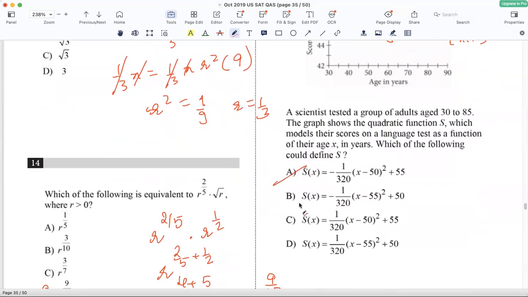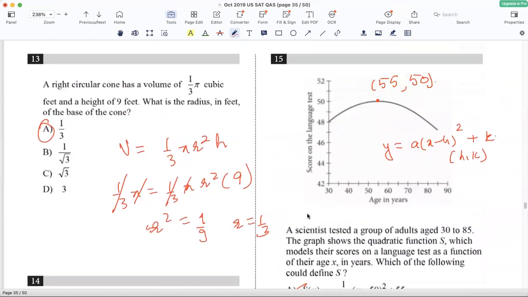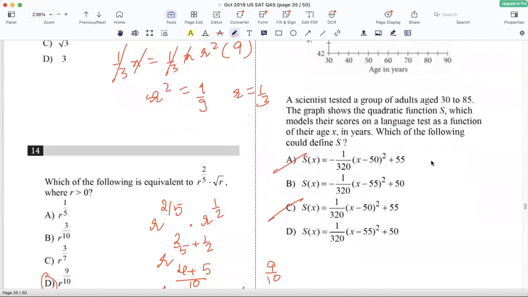So then I can cancel A and C, right? And between B and D, I simply can look at the parabola. Because the parabola is opening downward, the leading coefficient a has to be negative. And that's negative here, minus 1 by 320. Here the leading coefficient is positive, so this can't be the answer. It will be B.